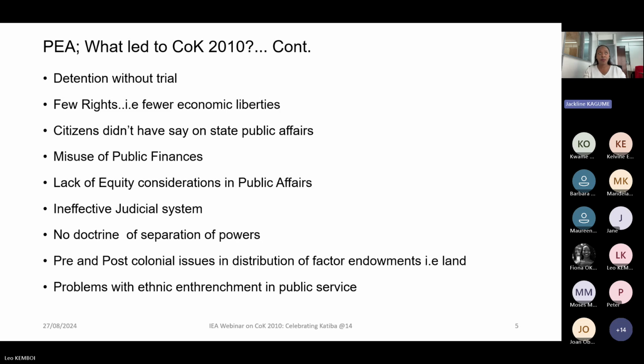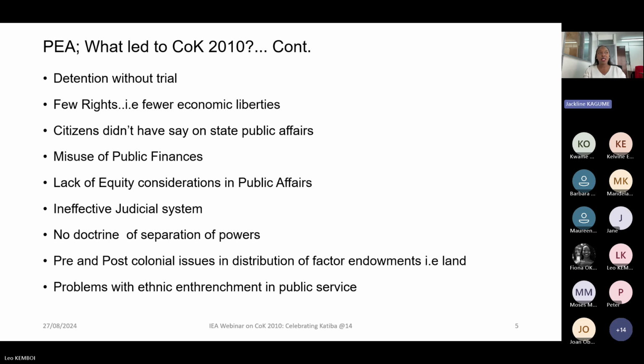Then we had the pre and post-colonial issues in distribution of factor endowments, and here we mean that is land. And so here, as a political economy issue, what we mean is that we know that land distribution has always been a very contentious issue in Kenya, even before and during the colonial period. Even after independence, we had many inequalities that persisted with the governments that came post-independence. So there have been those historical injustices, and the governments were unable to address the question of land and redistributing it equitably.